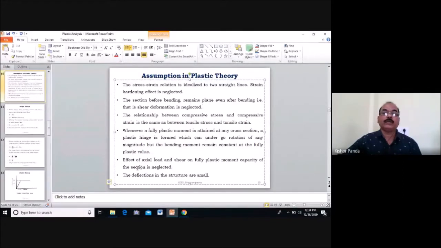Then the fifth one is that the effect of axial load and shear on the fully plastic moment capacity of the section is neglected. At the time of fully plastic moment capacity, the effect of axial load and shear is neglected. Then the deflections in the structure are small. So in plastic theory, the assumption is that deflections in the structure are considered small.